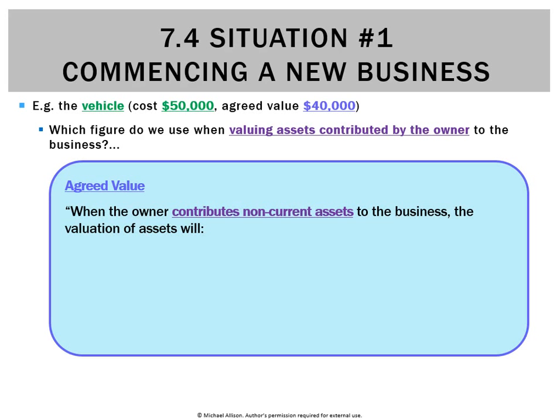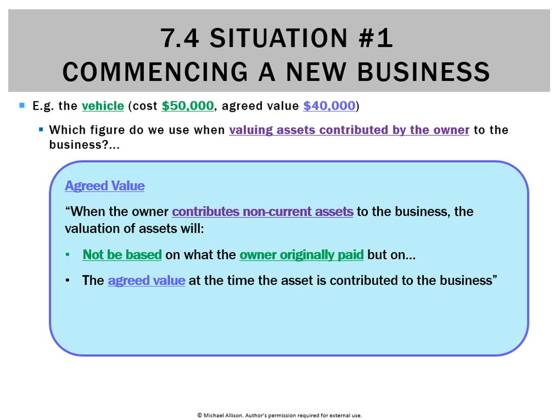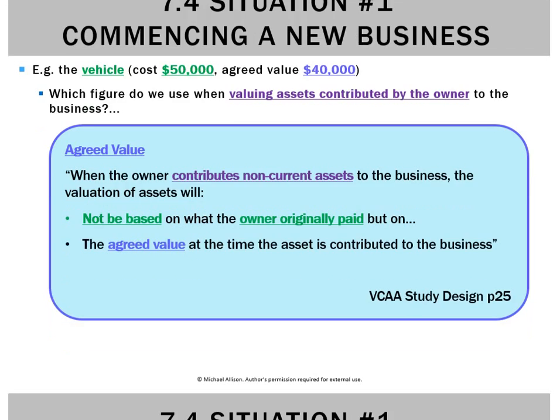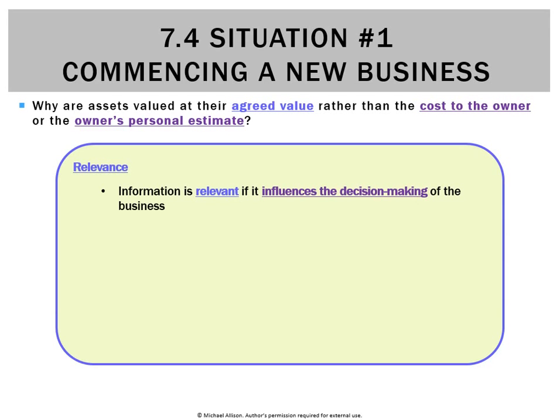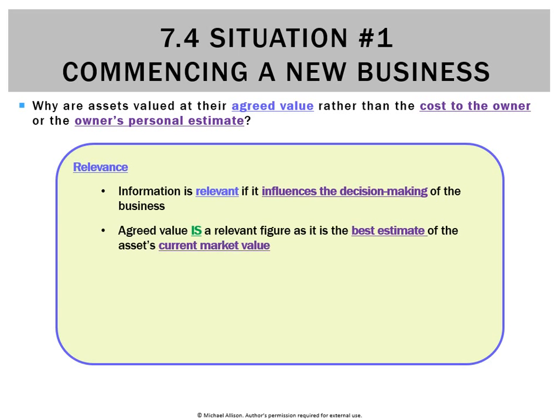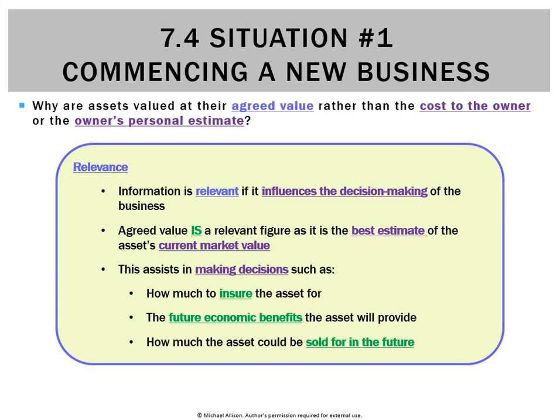Which figure do we use? Well, the study design says when the owner contributes a non-current asset, the valuation of assets will not be based on what the owner originally paid, but on the agreed value at the time the asset is contributed to the business. So that's straight from the study design. So why are we using agreed value? Well, it comes down to relevance. Information is relevant if it influences our decision making. The agreed value is a relevant figure because it's the best estimate of the current market value. That'll help us make decisions.